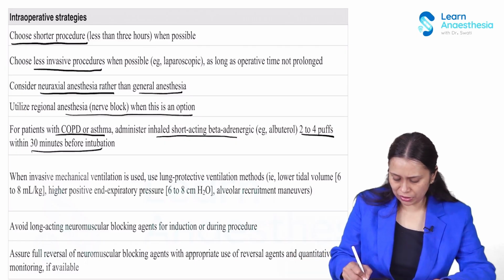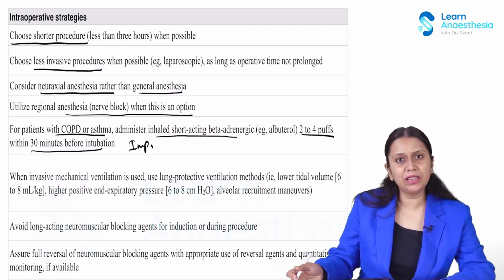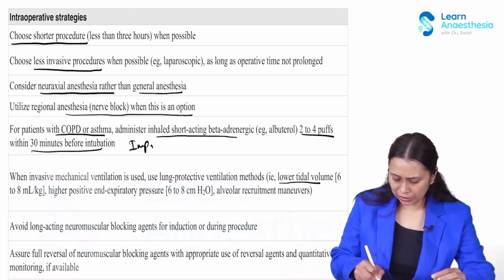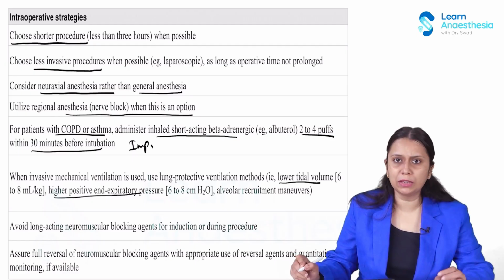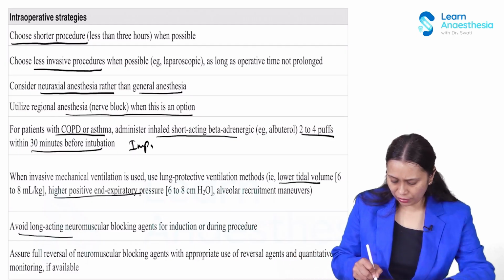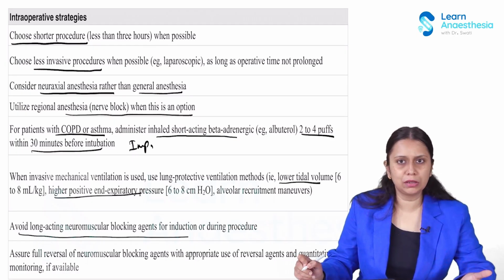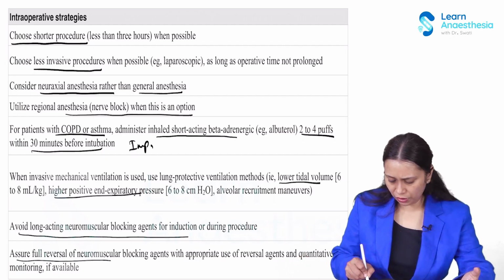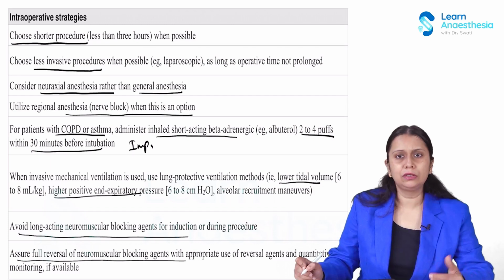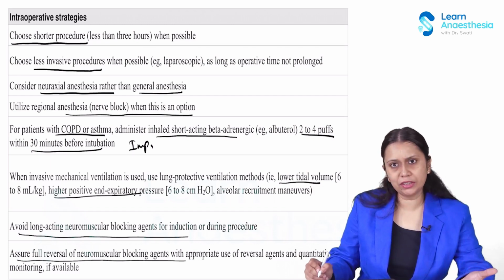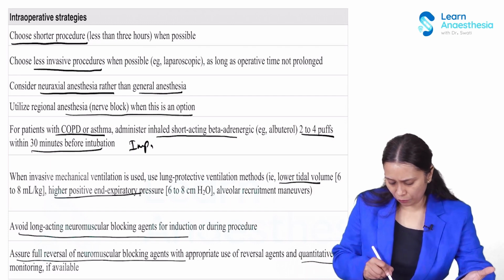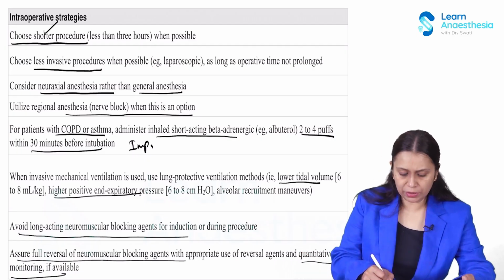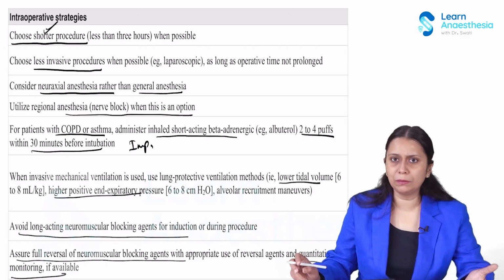So this should be very much practiced. When invasive ventilation is being given to the patient, then low tidal volume, higher PEEP and alveolar recruitment maneuver should be practiced. Avoid long-acting neuromuscular blockade for producing paralysis during the procedure, and assure full reversal of neuromuscular blocking agent. Use reversal agents like Sugammadex whenever it is possible, and quantitative monitoring rather than qualitative monitoring if it is available. So these are the intraoperative strategies to prevent postoperative pulmonary complication.